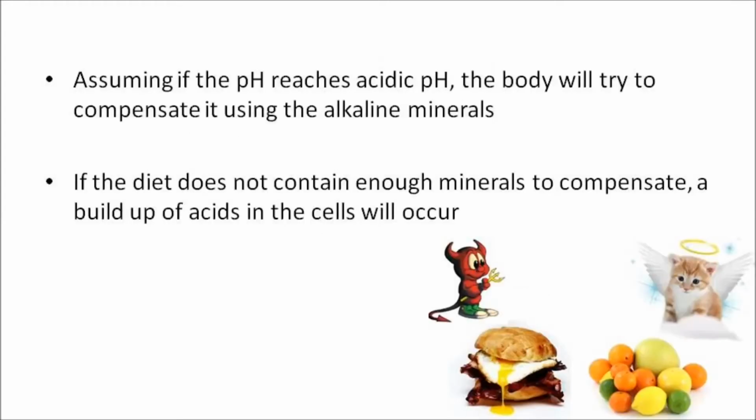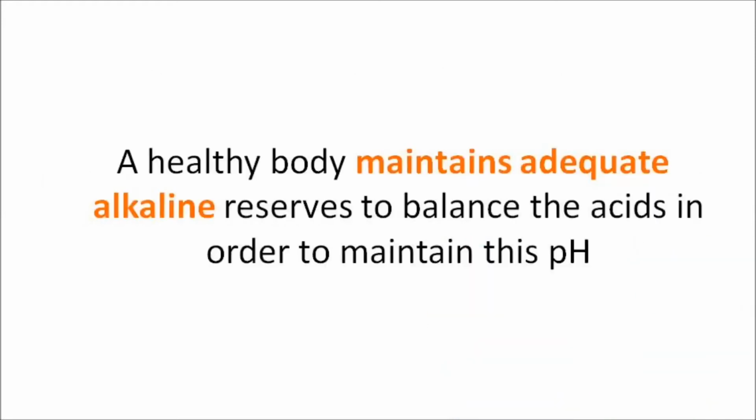If the pH reaches acidic levels, the body will try to compensate using the alkaline minerals. If the diet doesn't contain enough minerals to compensate, a buildup of acids in the cells will occur. A healthy body maintains adequate alkaline reserves to balance the acids in order to maintain this pH.